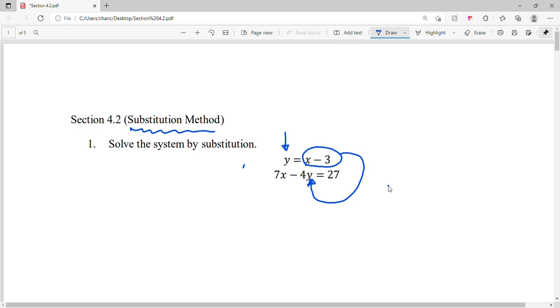This is going to give us 7x minus 4 times, we're going to substitute the y with an x minus 3. Don't forget to put parentheses around it when you do substitution. And now we can distribute. We have 7x minus 4 times x is 4x. Negative 4 times negative 3 is a positive 12. And this is equal to 27.